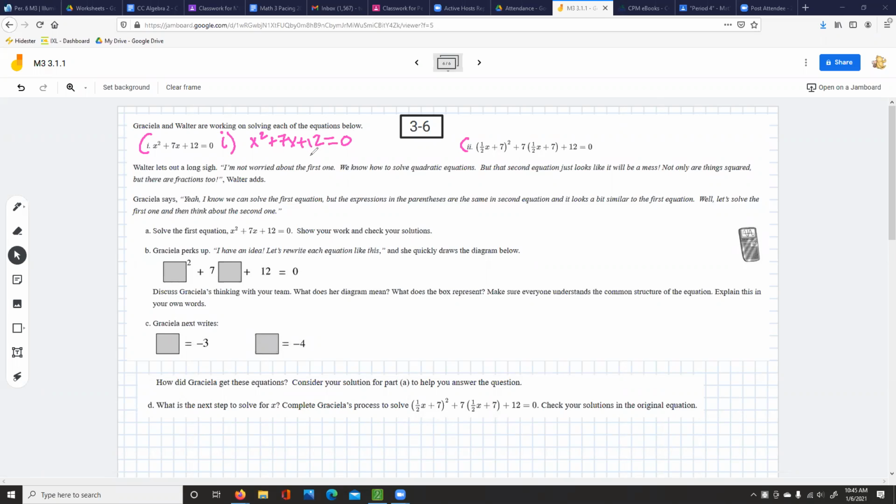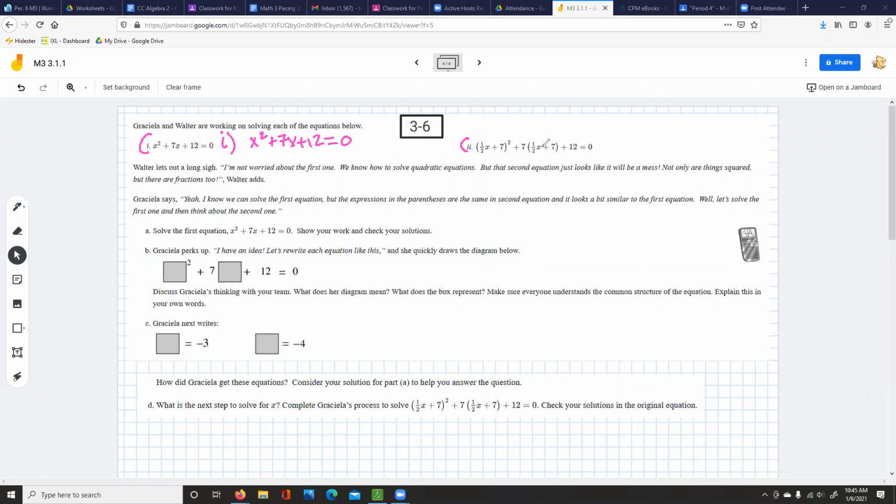We could just factor this, and that would be very easy to factor. X plus 3, x plus 4. I could see it. I could do it in my head. Okay. This, though, look how complicated this looks. Oh, we have 1/2 x plus 7 squared plus 7 times 1/2 x plus 7 plus 12. How do I solve for x?